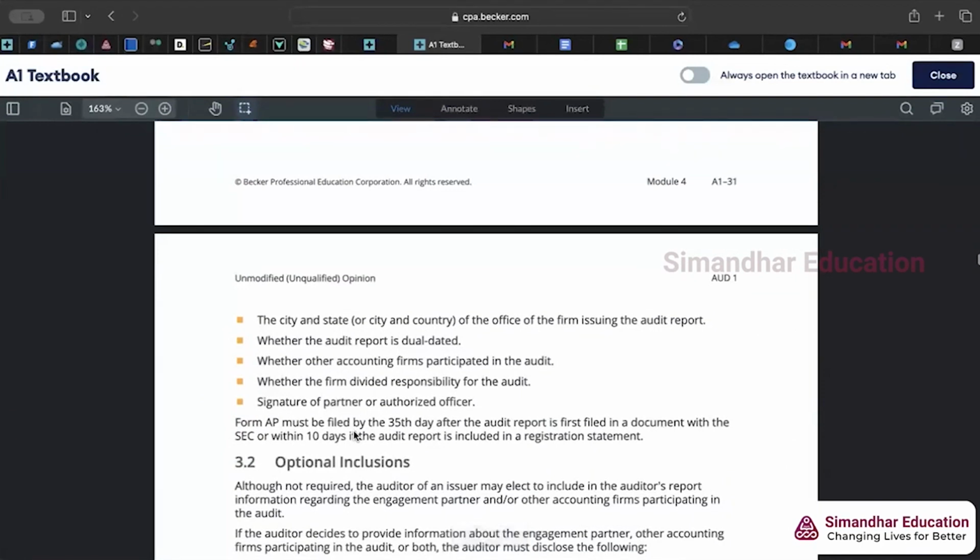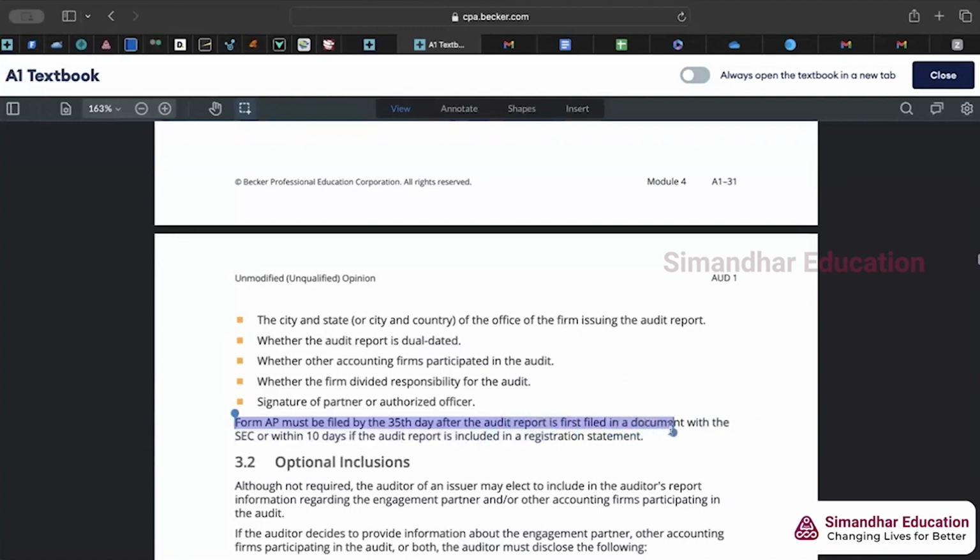It's just the form name. I don't know what AP stands for. I'm so sorry. The form includes the city in which the office of the audit firm is located, whether the audit report is dual dated, whether other accounting firms have participated in the audit, and the signature of the partner. Form AP must be filed by the 35th day of the audit report.